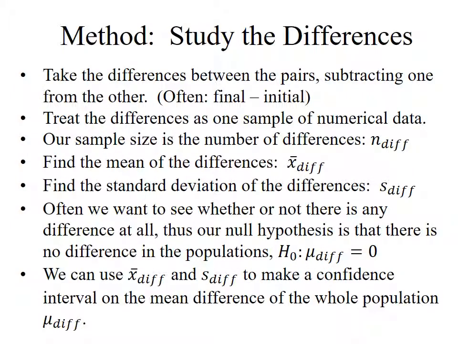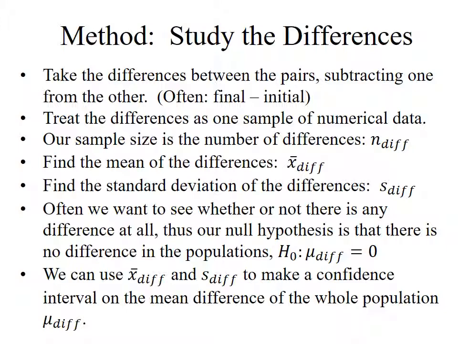So how do I analyze data like this? We take the differences. Since the data occurs in these strongly correlated pairs, what I want to do is subtract each pair of numbers and find the difference, what I get when I subtract each number from the other one. Then I treat these differences as just one single sample of numerical data. Now I ignore the original two lists of numbers. Now I just have one list of numbers, which are the differences. Our sample size is now the number of differences we've got. I find the average of the differences, the x bar of my list of differences. I find the standard deviation from that list of differences.